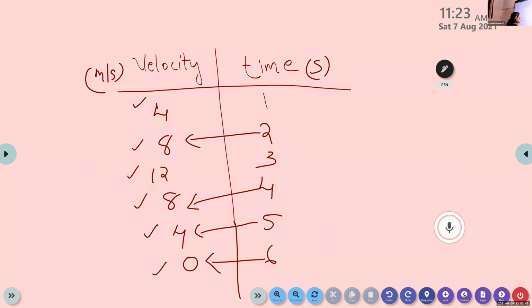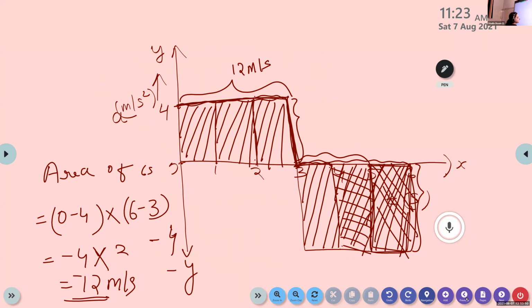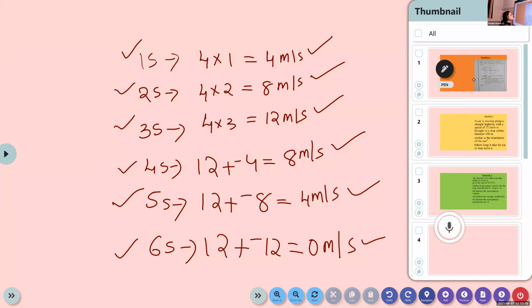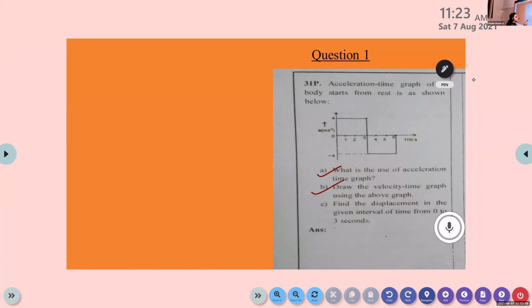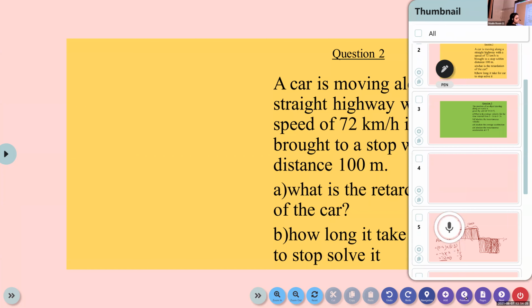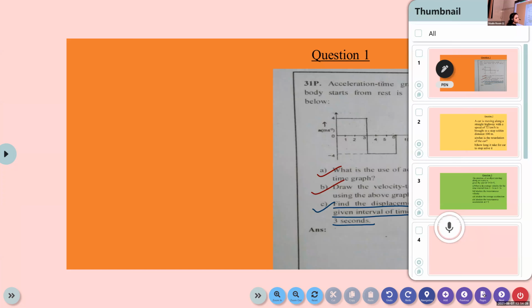Now, this question has a subpart. One more sub question is here. What is that? Find the displacement in the given interval of time from 0 to 3 seconds. How can we find out the displacement? Any idea?